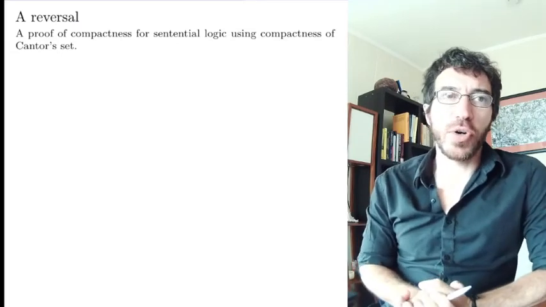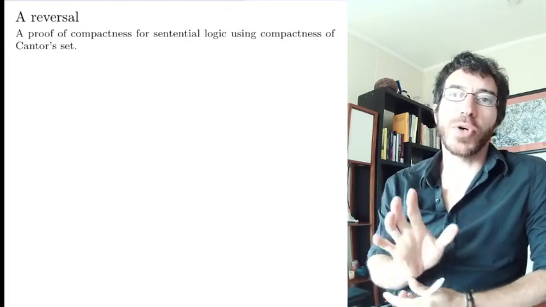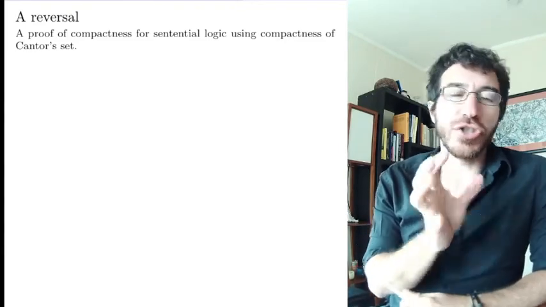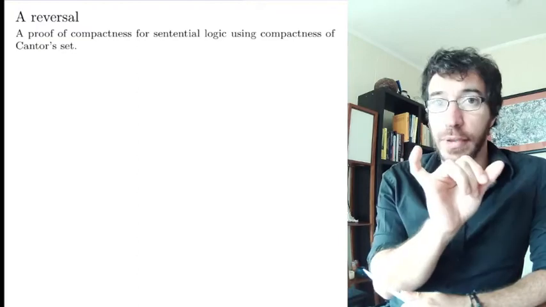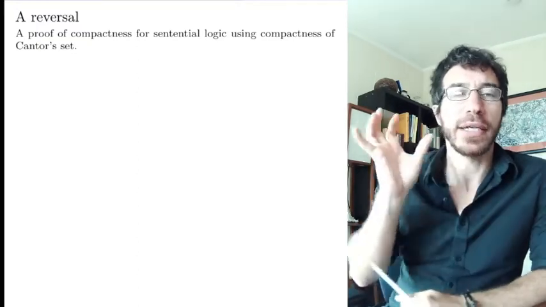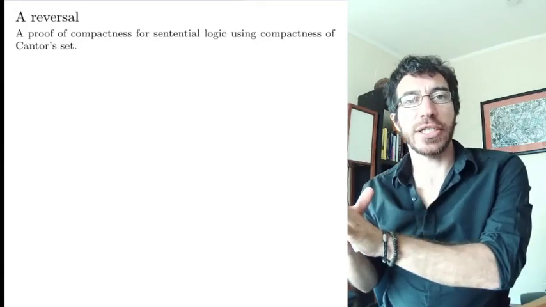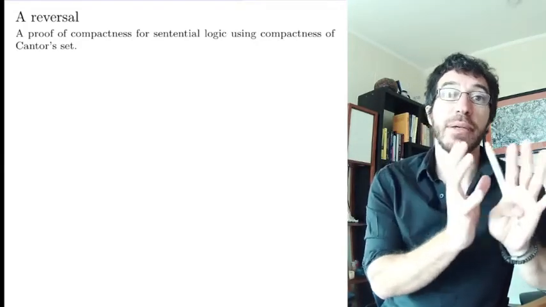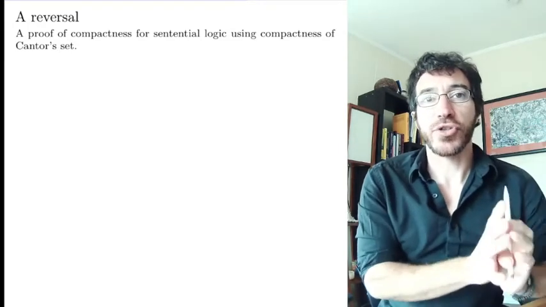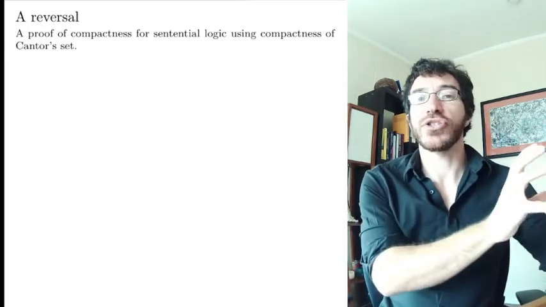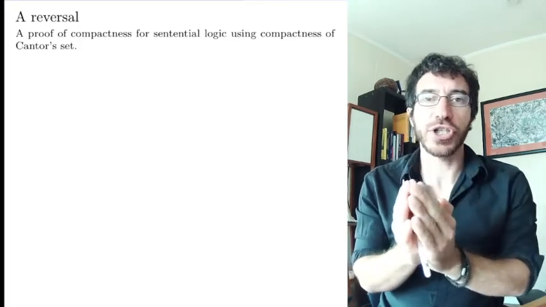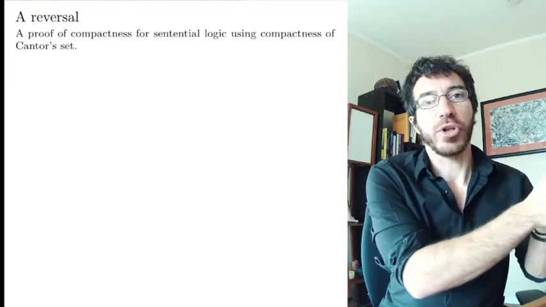Okay, so in this video we want to show a reversal. We said in the last video that compactness for sentential logic and topological compactness for the interval 0, 1 in the reals are very closely related, and we showed how compactness for sentential logic implies topological compactness on 0, 1. So what we want to do here is the reversal. We want to give a new proof of compactness for sentential logic using the topological compactness.